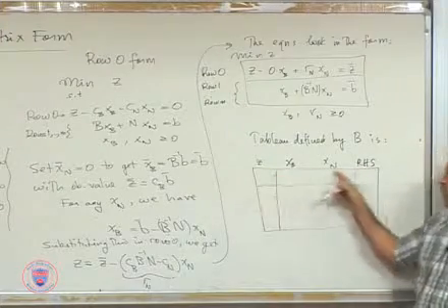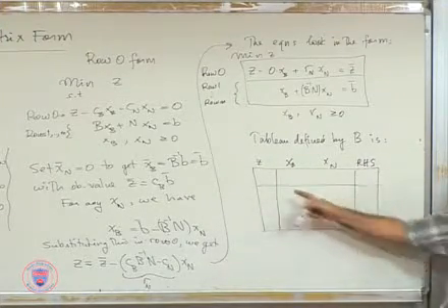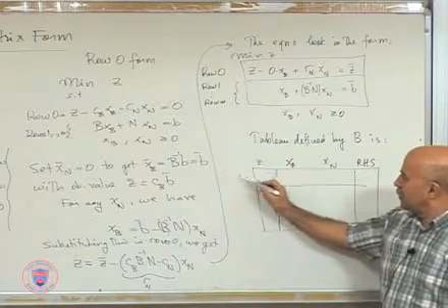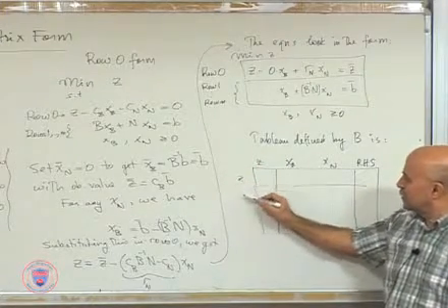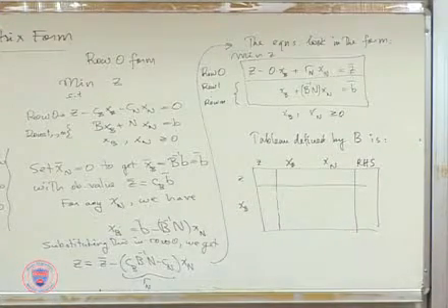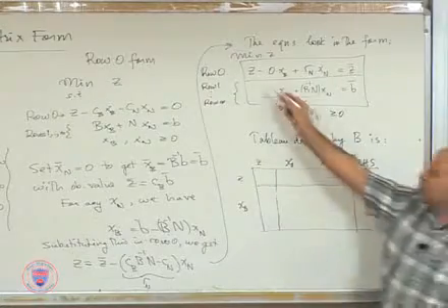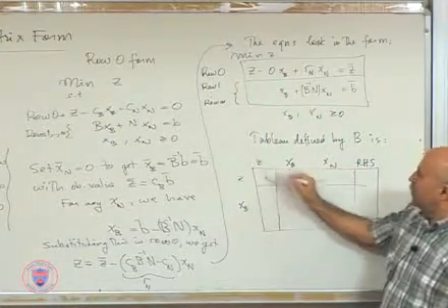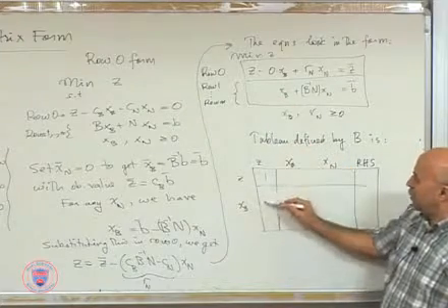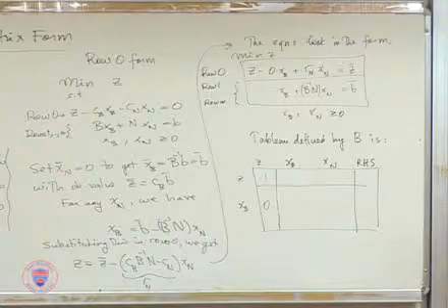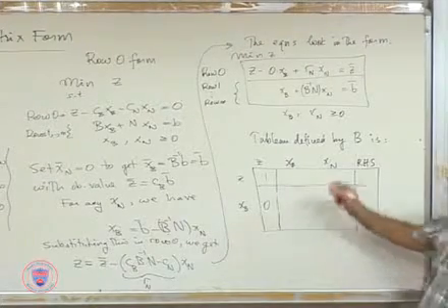You have all your variables associated with the columns. The first column is always reserved for z. The basic variables are listed on the side, z and the components of xB here. Okay? And then you simply copy down the coefficients. Z has a coefficient of 1 here, coefficients of 0 elsewhere. So that's why you have the unit vector with the 1 in the first position.